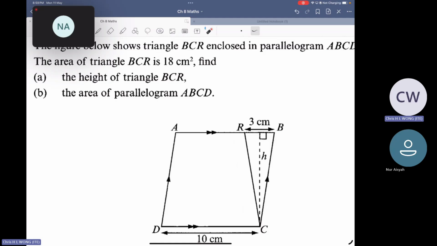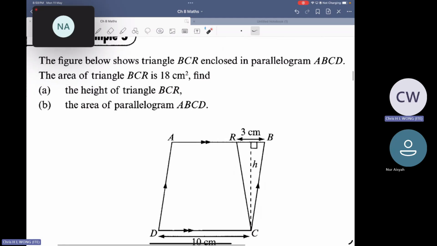Let's look at the question. The figure below shows a triangle BCR. So when they tell you the triangle BCR, you must trace the triangle. Okay, I'm going to trace the triangle BCR. There's a triangle here, right? The figure below shows a triangle BCR.